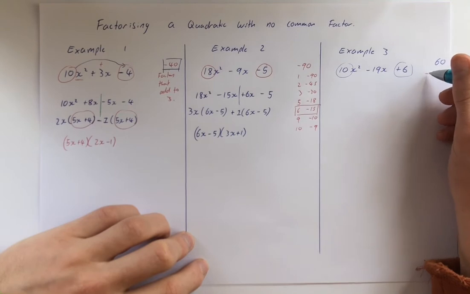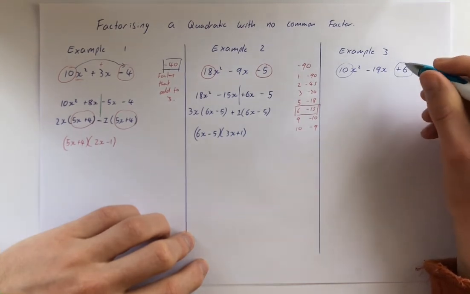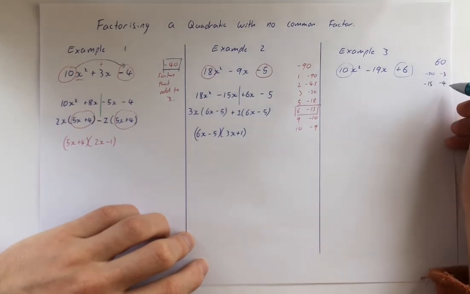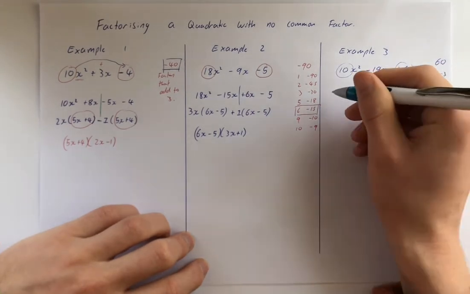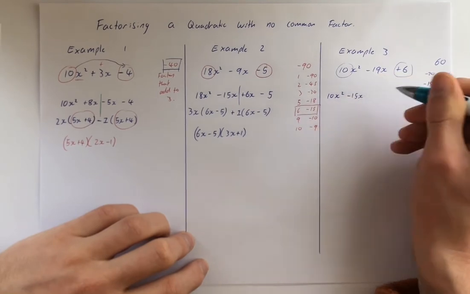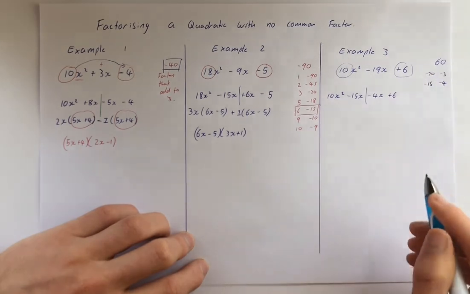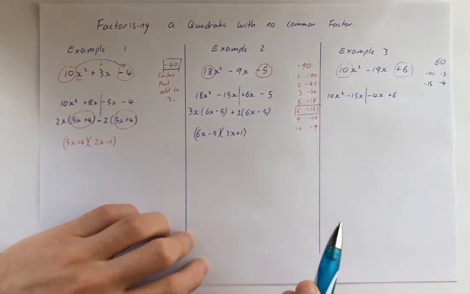So we could go negative 20 and negative 3. That's going to give us negative 23 though. What about negative 15 and negative 4? They multiply, and they do indeed add, so that's our split. 10x squared minus 15x minus 4x plus 6 with our split. So I've just split that negative 19 into two parts using that process.